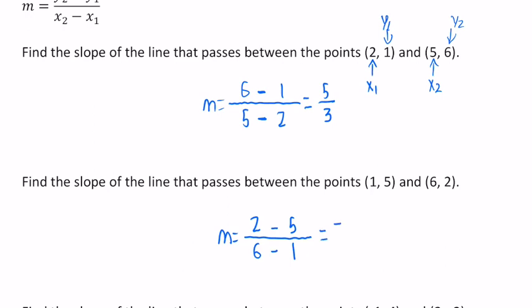On the top, 2 minus 5 is negative 3. On the bottom, 6 minus 1 is 5. So the slope of the line passing through those points is negative 3/5.